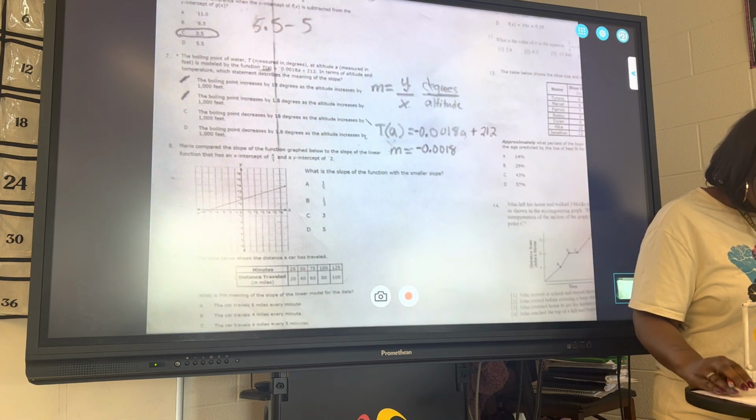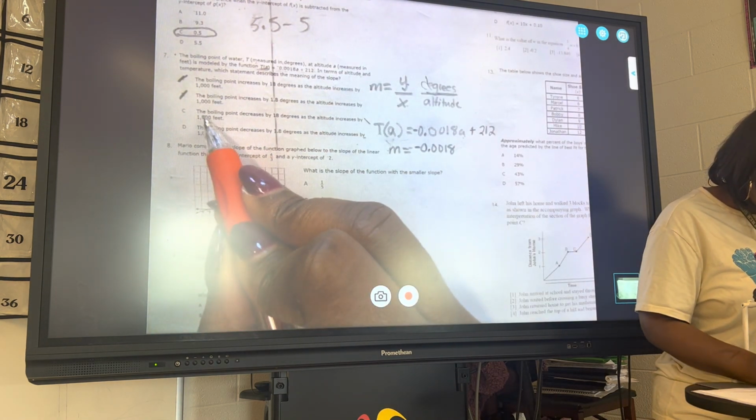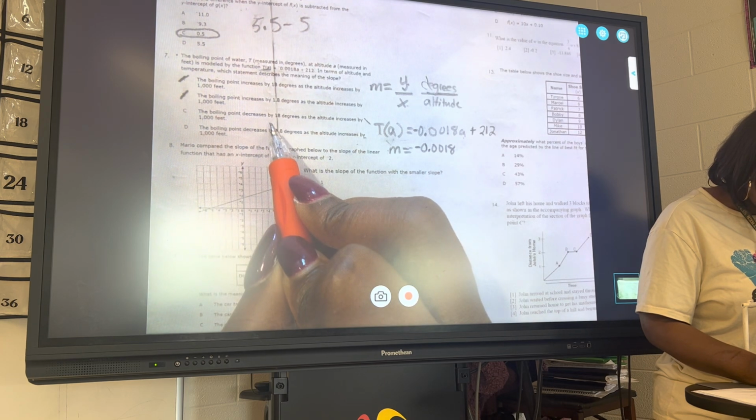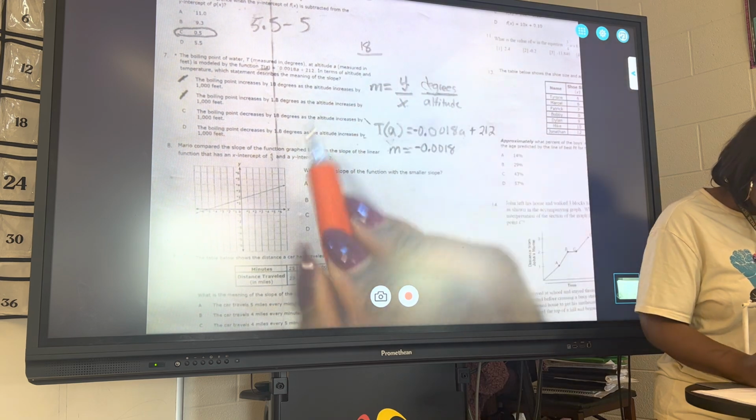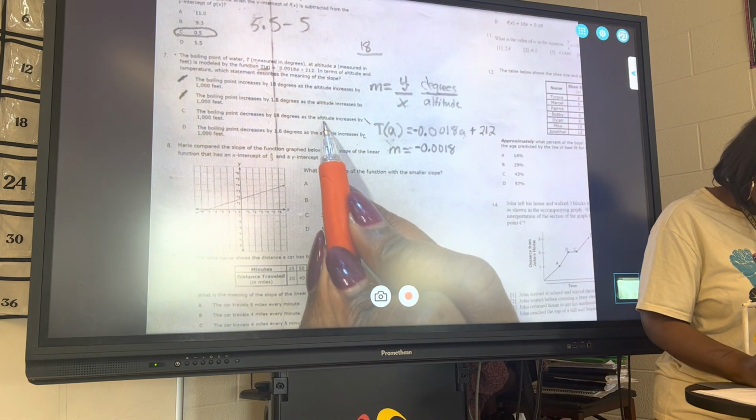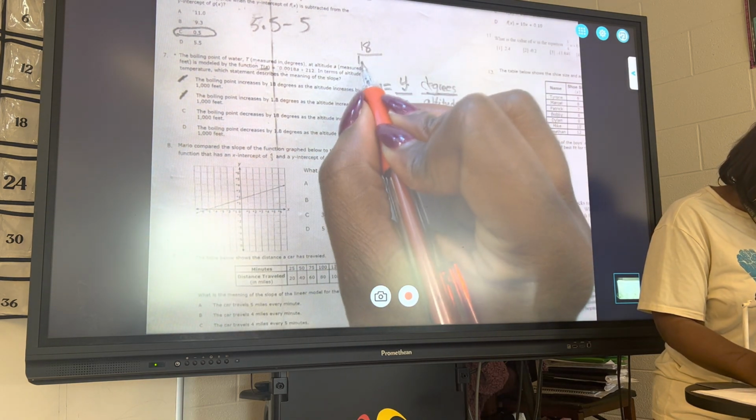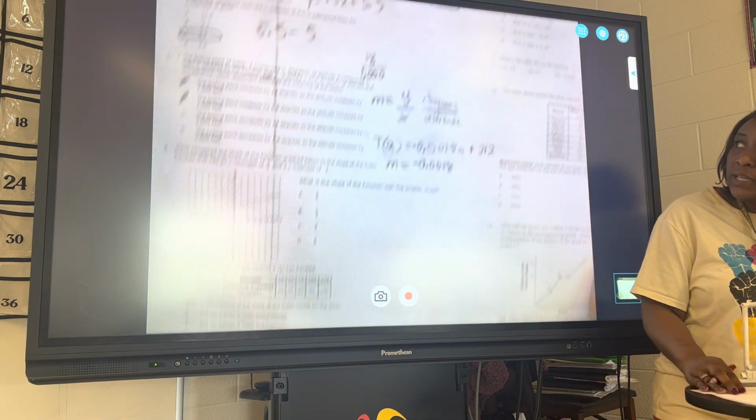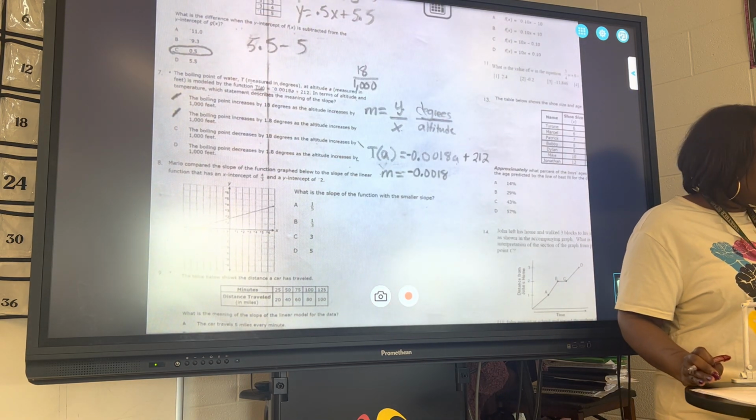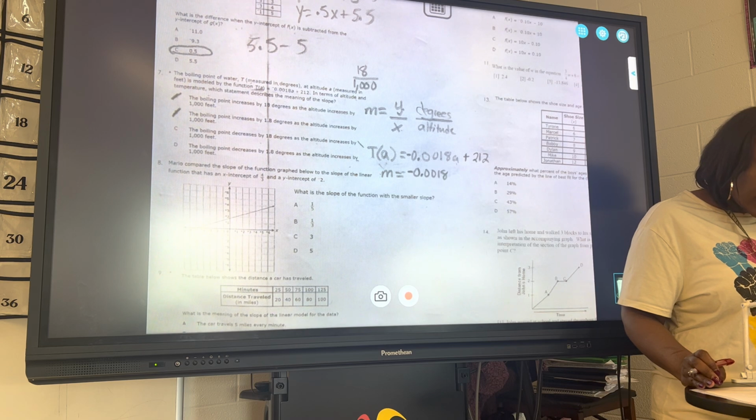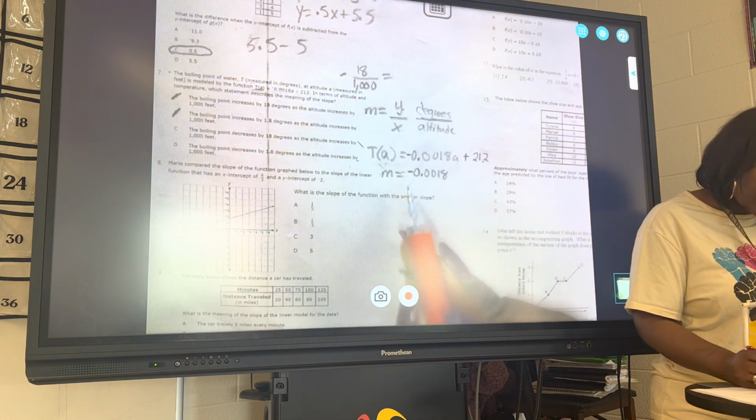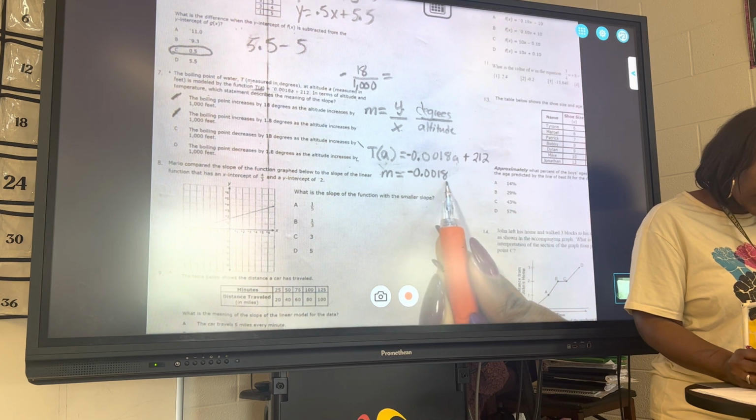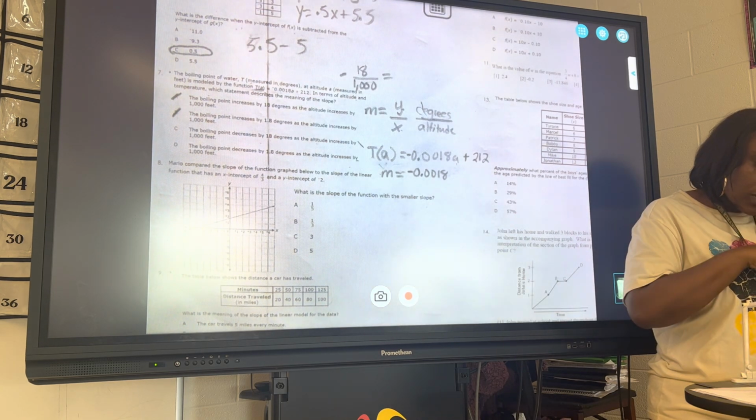Okay. So now we have to figure out, it says the boiling point decreases by 18 degrees. That means 18 is on top, right? And as the altitude increases by 1,000, that means 1,000 is on the bottom. So it's 18 over 1,000. Does that make sense? And it says decrease, so we know it's a negative. So let's type this in to see if that gives us this.